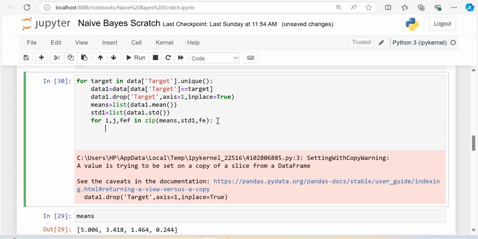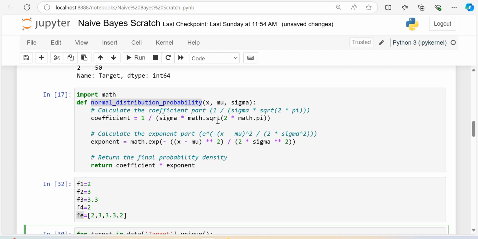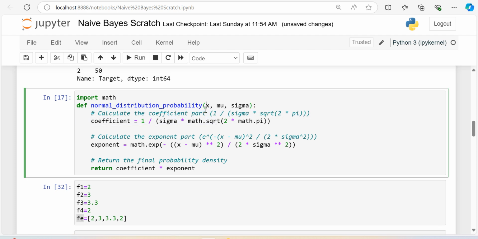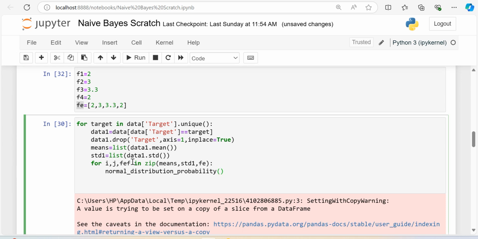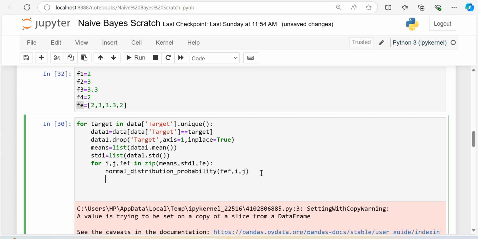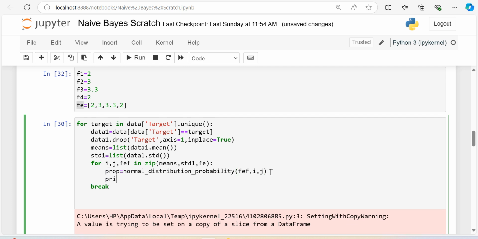In the function, you need to first pass the data, then mean, then standard deviation. So my data is in this one, so I'm passing this first. Then I'm passing i comma j, right? So what will happen? It will first calculate the probability. Let me write a break here, and let me print this value. So I'm writing here prob. This is my probability. And let me print this probability value.